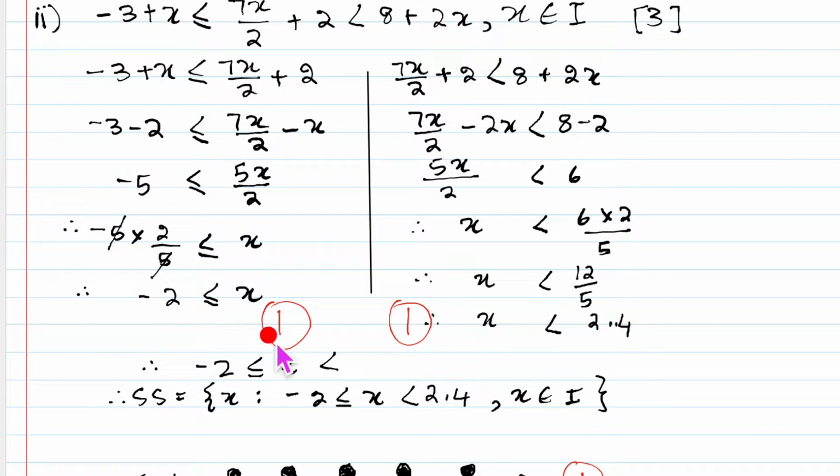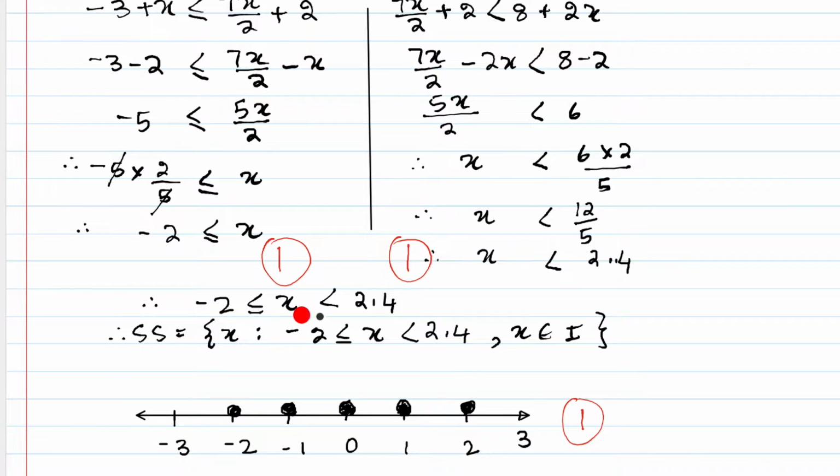You get this value, that will be 1 mark. You get this value, that is 1 mark. Then we write the values here of x, copy this as it is, and then x less than 2.4 we combine with this, and the solution set will be minus 2 less than or equal to x less than 2.4, and x belongs to I.